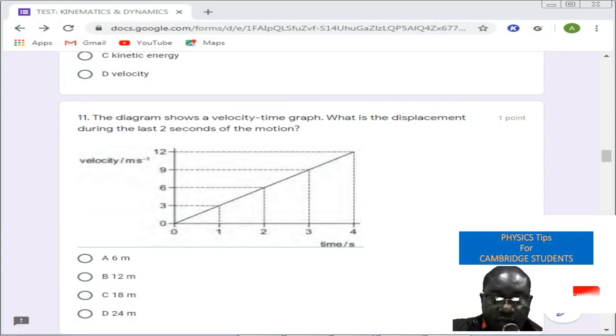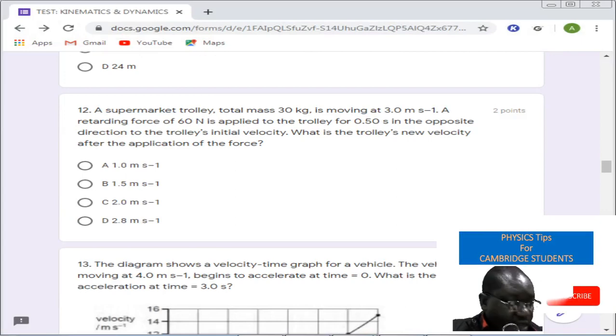Right. Moving on to the next question, number 12. A supermarket trolley, total mass 30 kg, is moving at 3.0 meters per second. A retarding force of 60 newtons is applied to the trolley for 0.5 seconds in the opposite direction to the trolley's initial velocity. What is the trolley's new velocity after the application of the force?